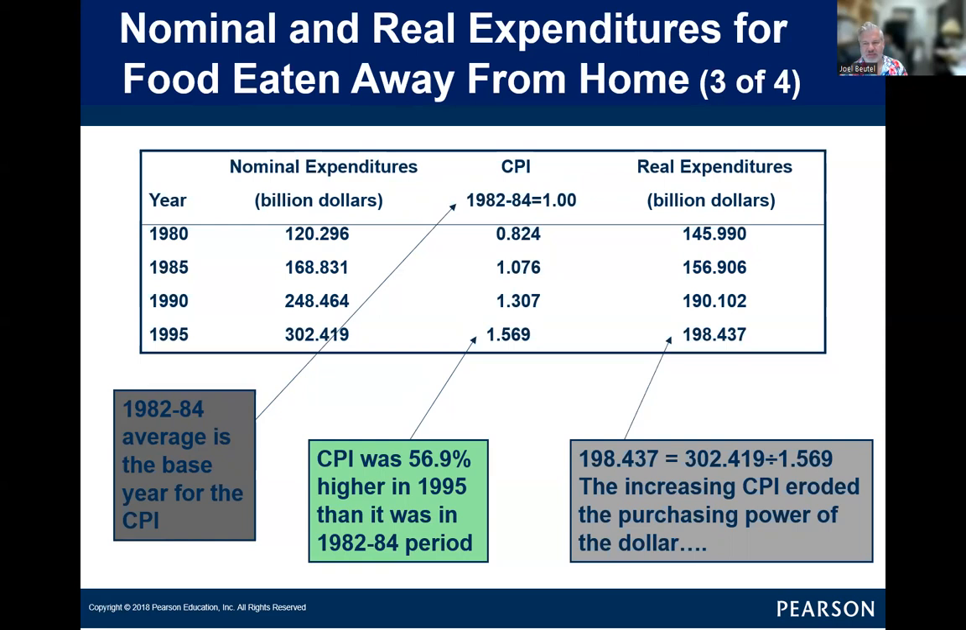And what we're saying is, look, if the dollar had stayed consistent at its pricing in the 82 to 84 period, then we would have expected to have only paid $198.437 billion instead of the $302 billion that people actually paid, right? And so we're factoring in that higher cost of expenditure from the 82 to 84 period where we're at 1, right?